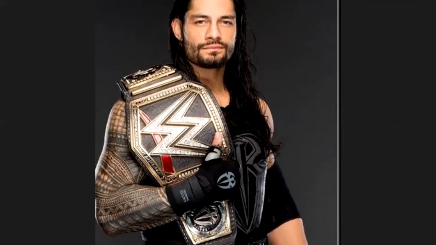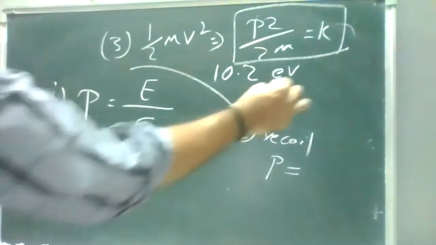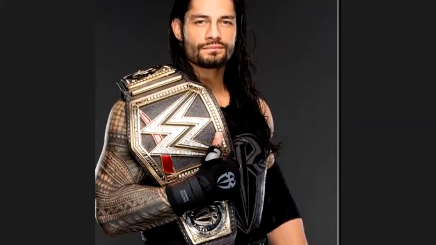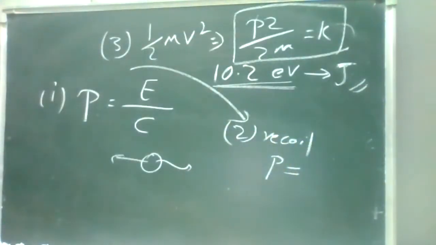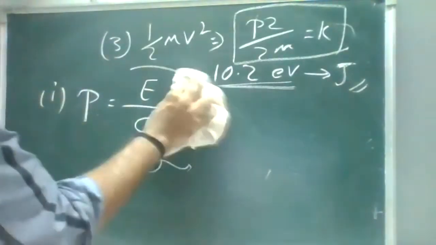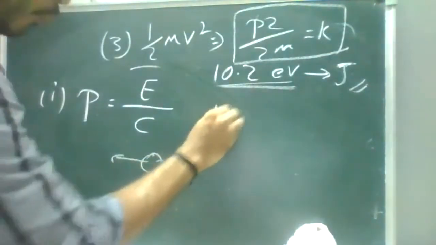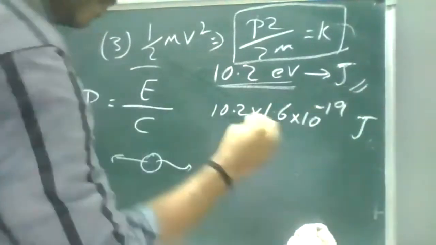Three point four into 10 power minus 8. And remember, the energy I have given here is in electron volts, so we have to convert this into joules. You already know the electron volt to joule conversion relation that I have given. So just multiply 10.2 electron volts into 1.6 into 10 power minus 19 joules.